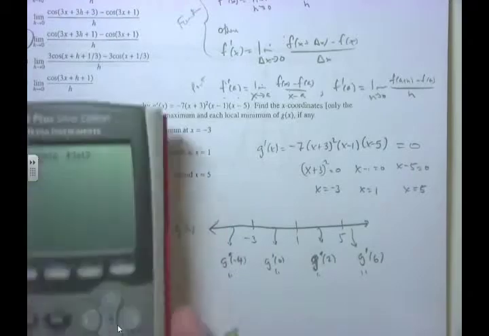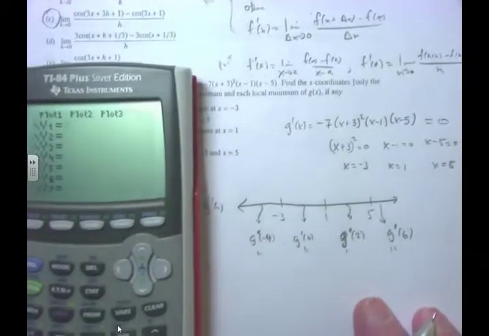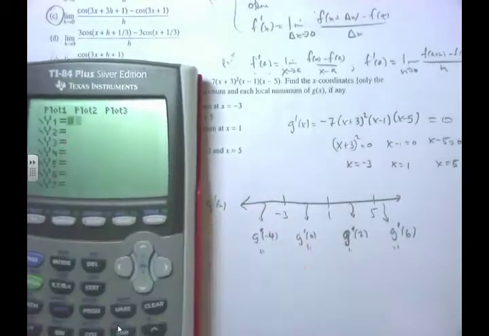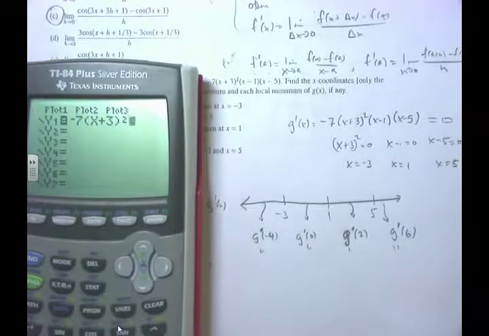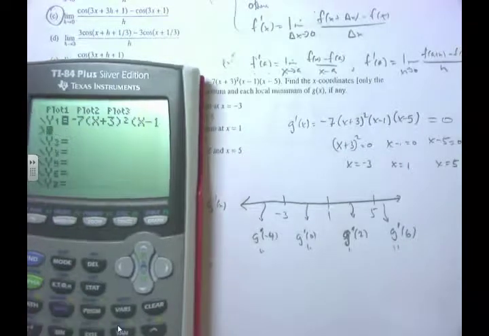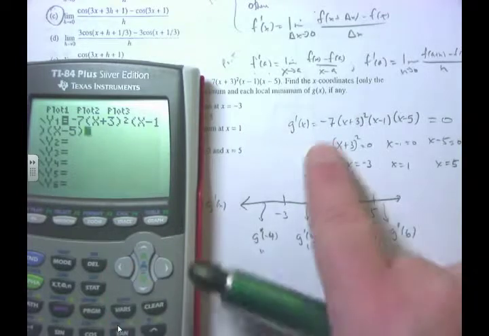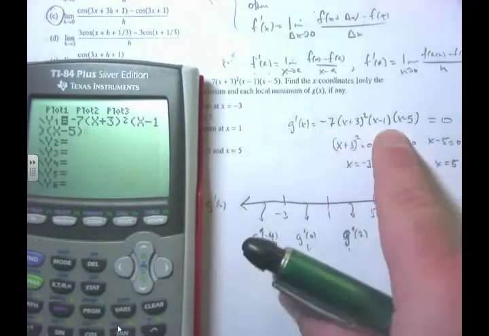And I showed you guys some tricks on that. In terms of quick plotting, I'm going to type in my derivative under y equals. And this is coefficient, every part of it. Negative 7 times parentheses x plus 3 squared times x minus 1 times x plus 5. I'm sorry, x minus 5. Make sure you type it in right. X minus 5, close parentheses. And double check it. Just watch the careless errors.